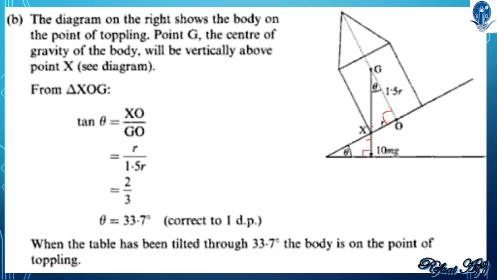Then the angle of toppling is between the line of symmetry perpendicular to the table and the vertical line between the center of gravity and the point of toppling. This is theta, the same angle. Tan theta equals XO over GO, opposite over adjacent, which is 2 over 3. Shift tan, and you can find theta.